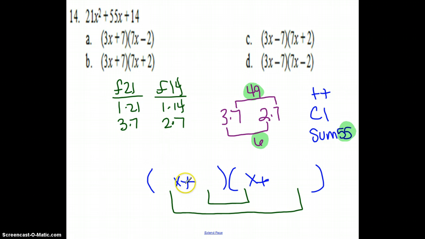Okay? Because these are both plus, we just have to make sure the 3 and the 7 are with the x's. The 3 hooks to a 2, and the 7's hooked together. So that means that my answer for this one is going to be 3x plus 7 times 7x plus 2. So if I'm looking at my answers on 14, B is going to be my answer.